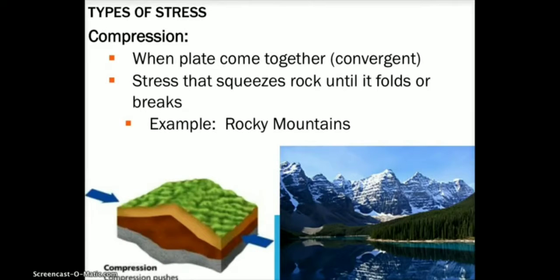Compression. Compression occurs at convergent boundaries where plates come together. Stress squeezes the crust until it folds or breaks. The image on the left demonstrates compression. Notice the arrows are moving toward each other, just like convergent boundaries. The image on the right shows the Rocky Mountains, which were created by compression.